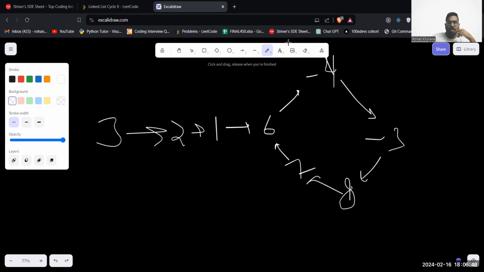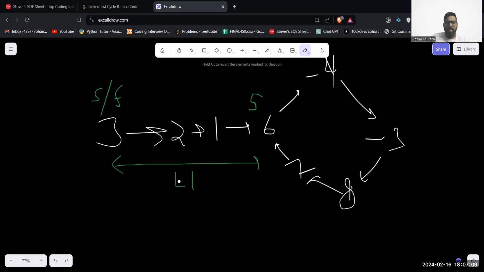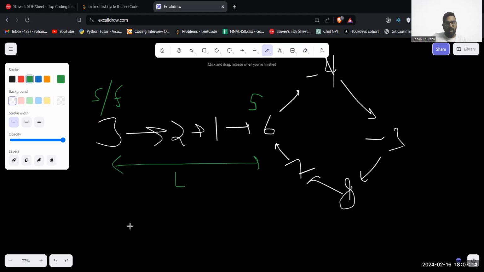Cool. Let me ask you something. So slow was here and fast was here as well. If slow is at this point, this is, let's just say, L1, right? This is length L, not L1. I should just take L, right? Where would my fast be? Now, fast will be at 2L, because if slow is moving by 1 step, then fast is moving by 2 steps. That means double of it.